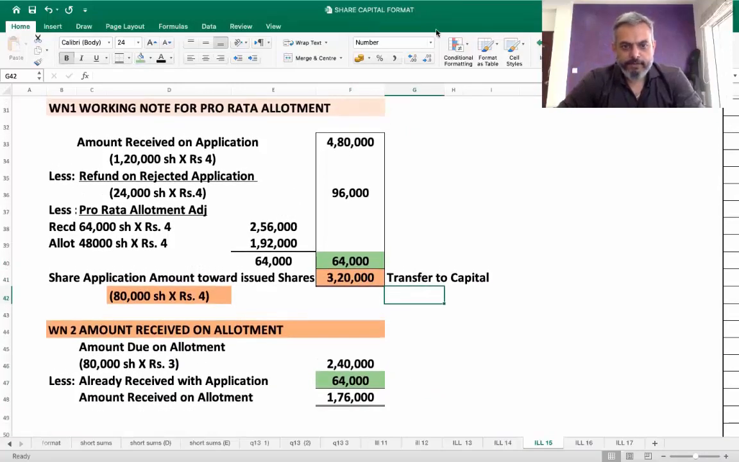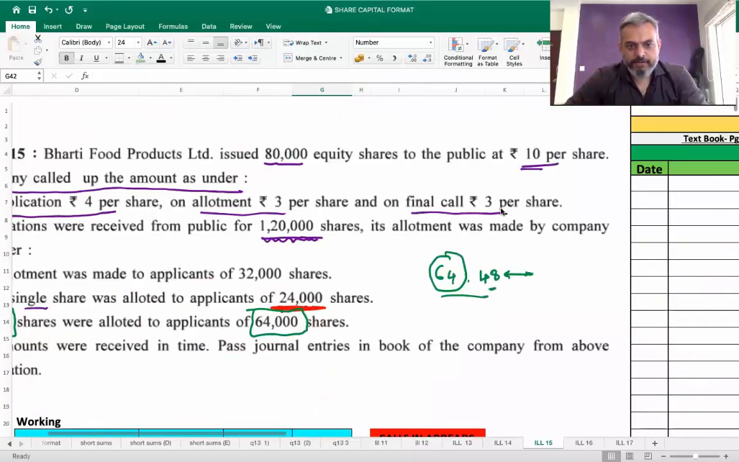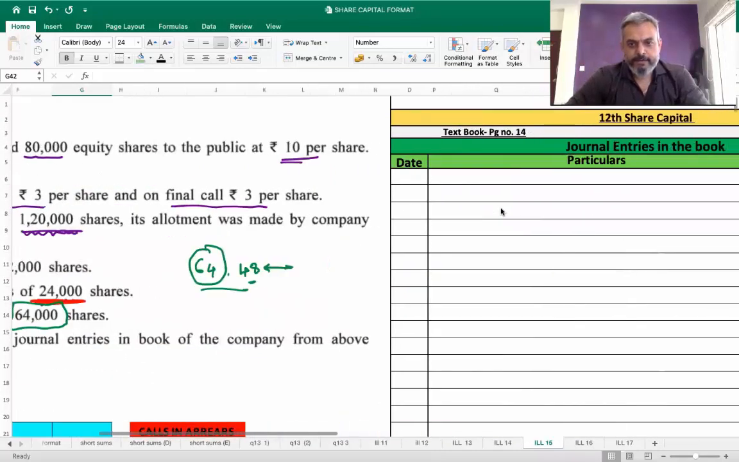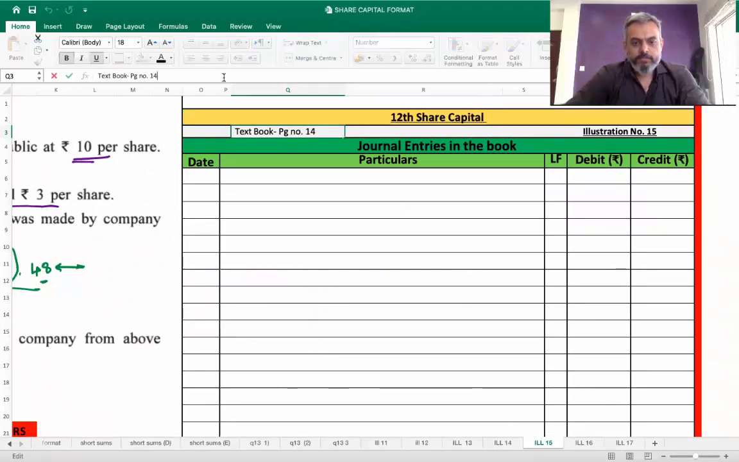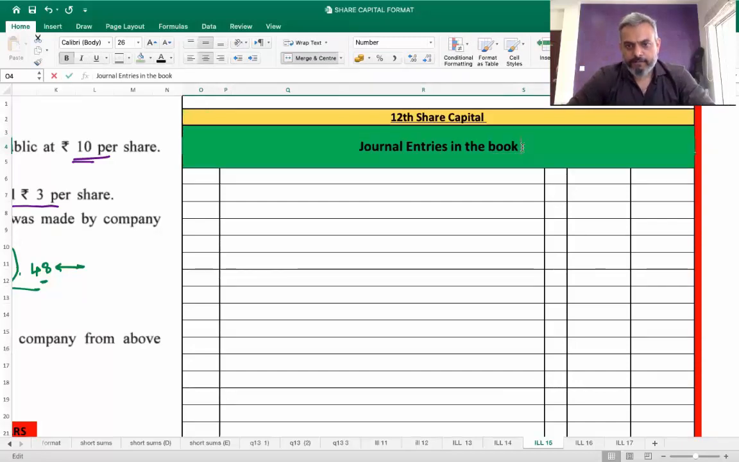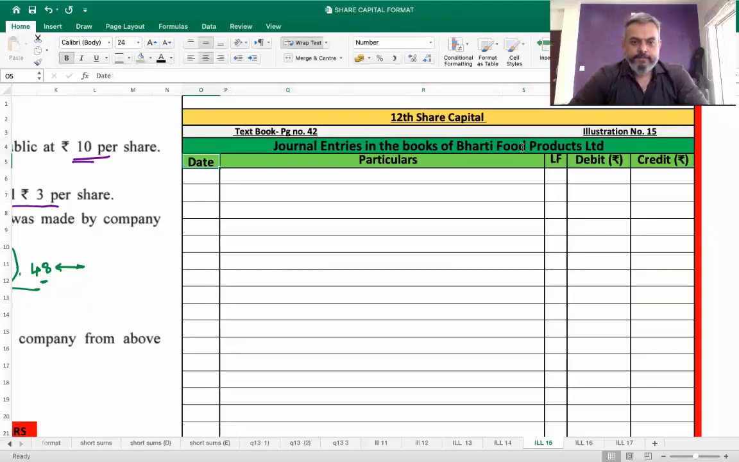Please do this working properly. Now let's go to the sum. Let's write the heading. Illustration 15, page number 42. Journal entries in the books of Bharti Food Products Limited. Now date is not there, so first, you all know the first entry.